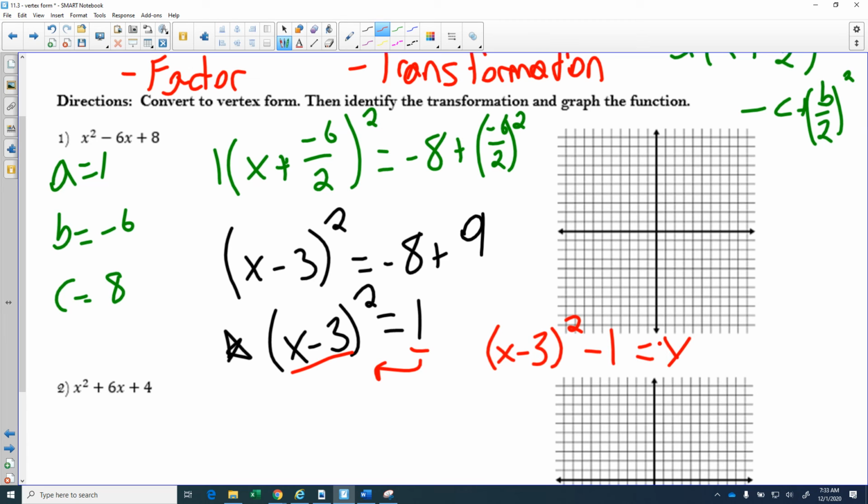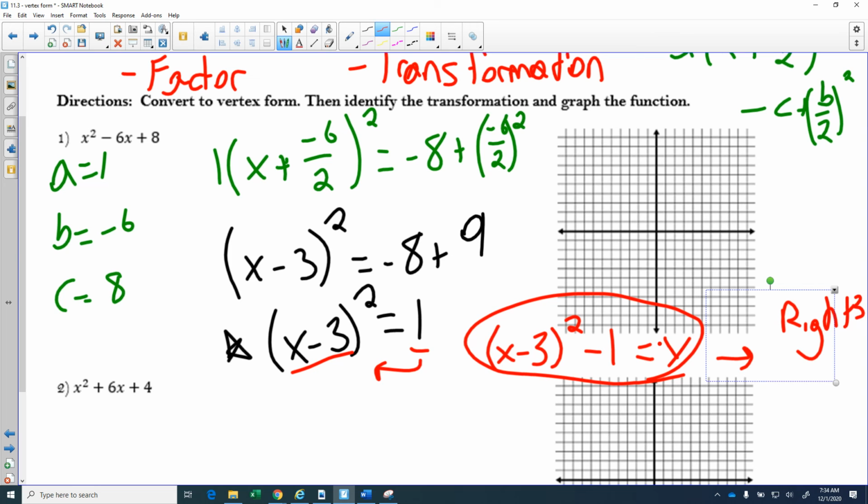And then if you notice, just like that, I have an equation in vertex form where I can actually get the transformations out of. Right? 3 right, 1 down.